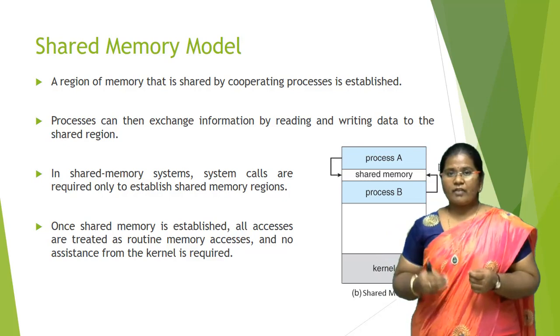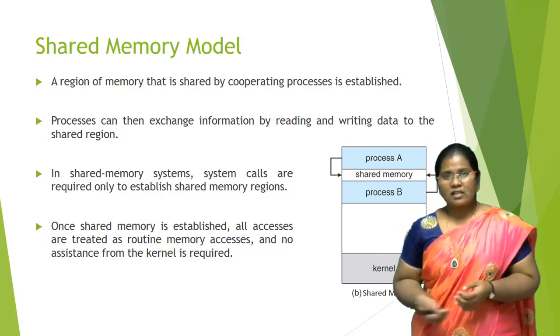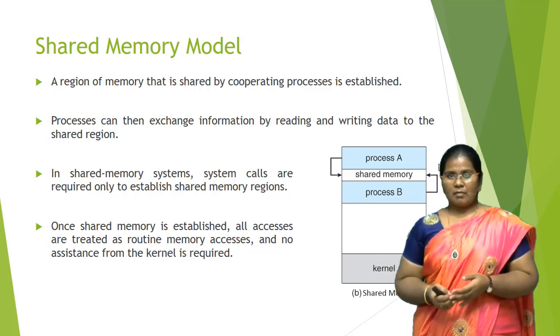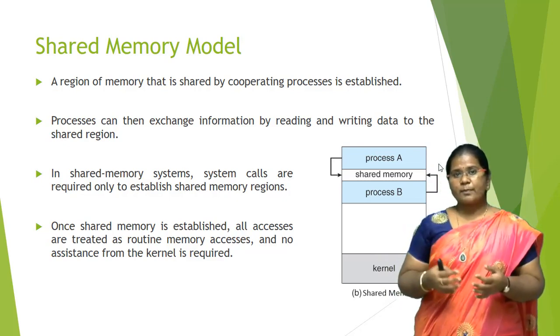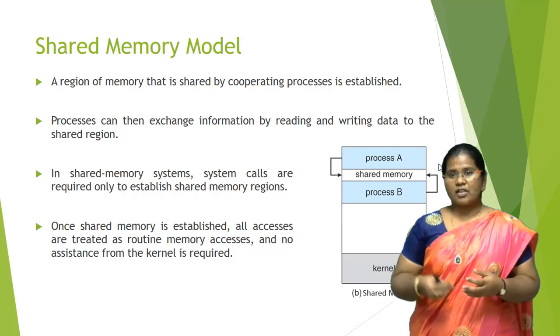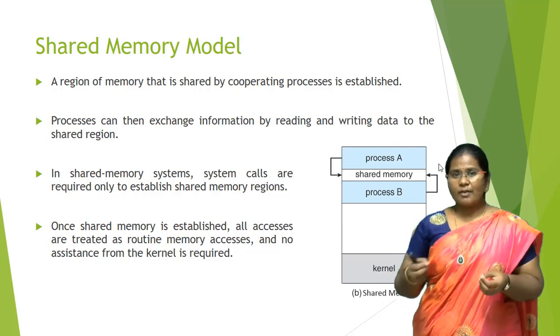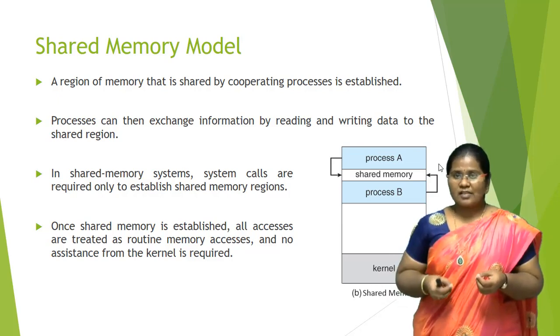All the common variables which both process A and process B are using are placed in this shared memory segment. Now, when process A executes and provides some information in the shared memory, this shared memory will be accessed by process B.